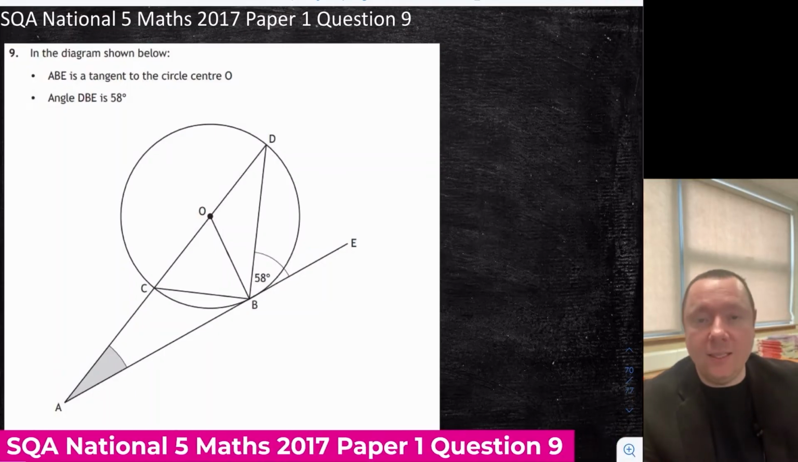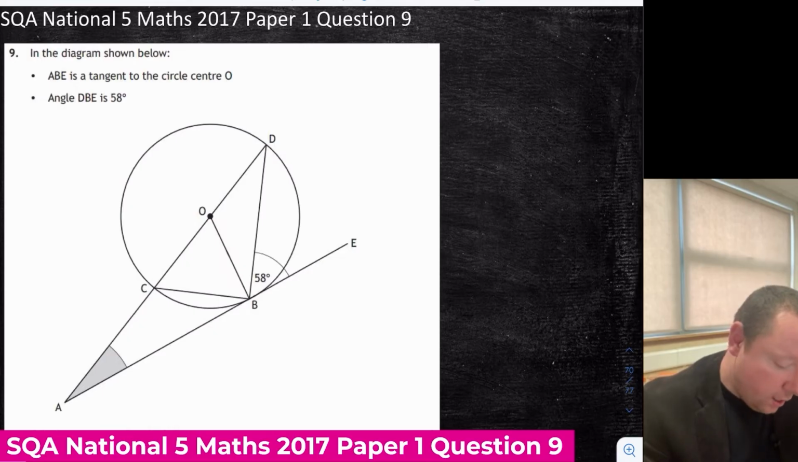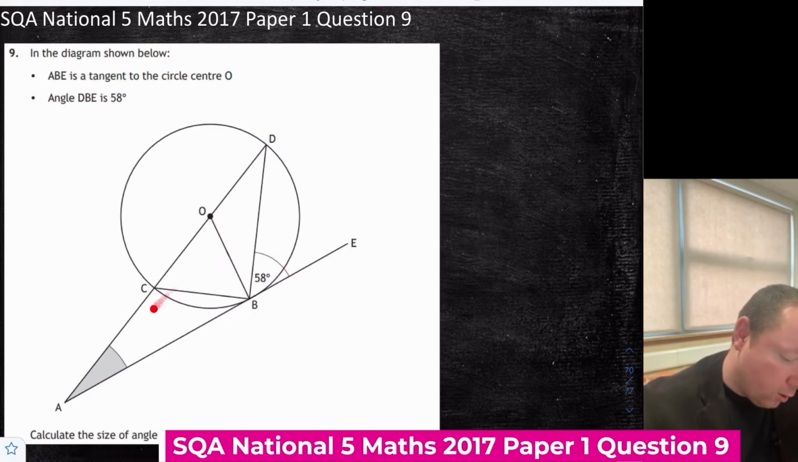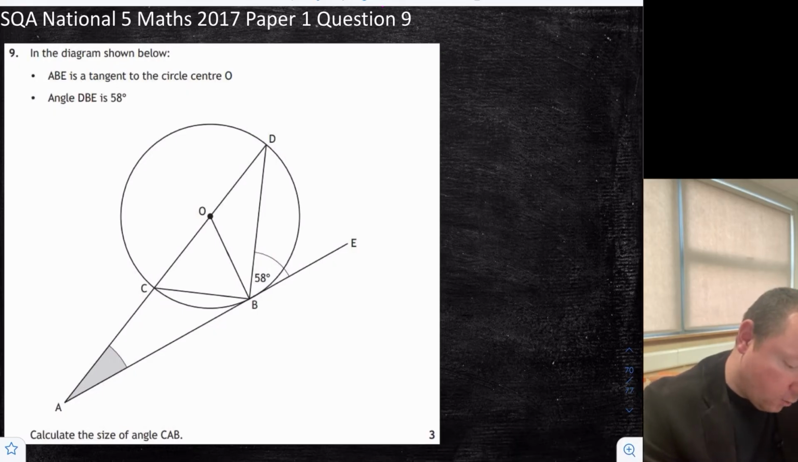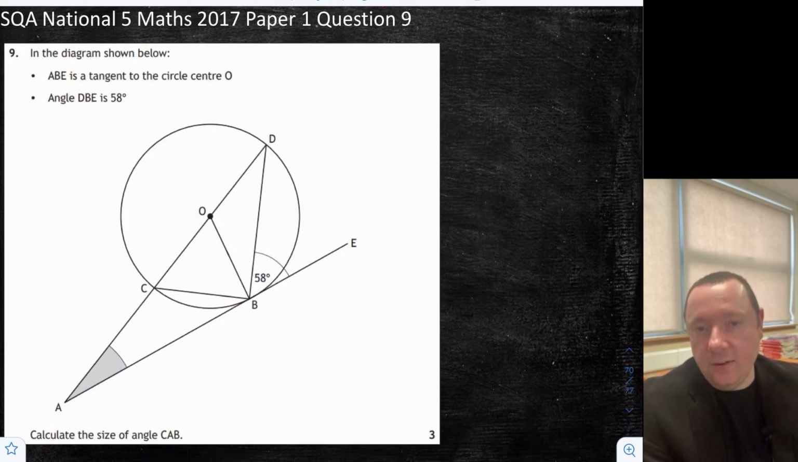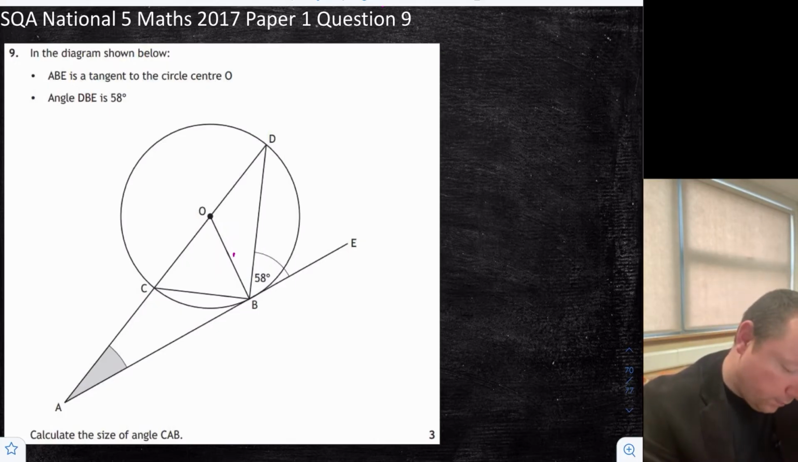Great. National 5 Maths 2017 paper 1 question 9 had this one, and we have to calculate this angle all the way down here. Now there's lots of ways to do this, but I'll just start from here and work backwards. So these two angles add up to 90 because it's radius meets tangent at right angles. So 90 minus 58 is 32.